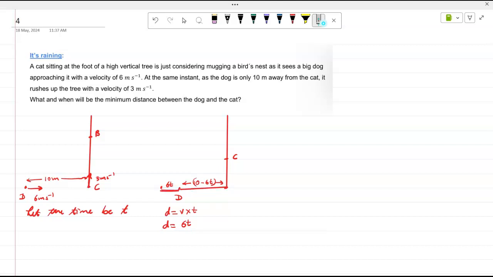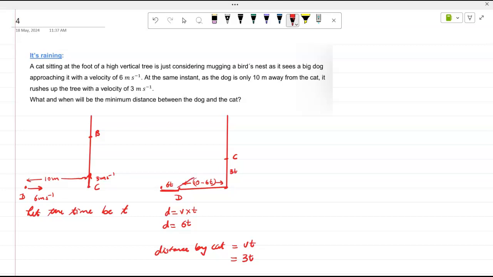How much is the cat traveling? Now the cat has gone up. What is the distance traveled by the cat? Velocity into time, yes, 3 into t. 3t is the distance traveled by the cat.